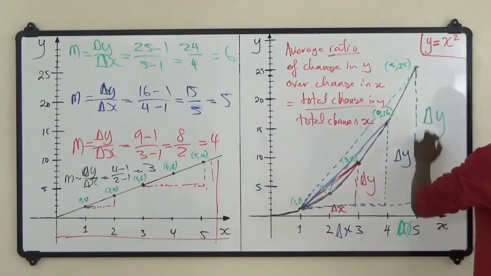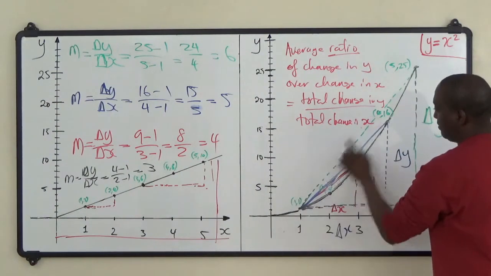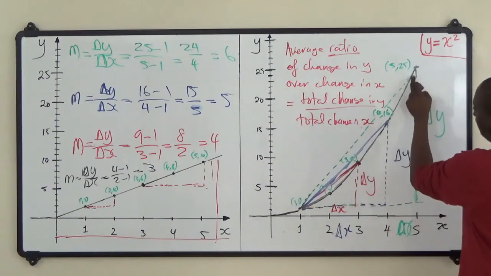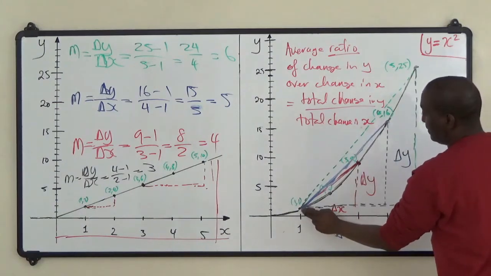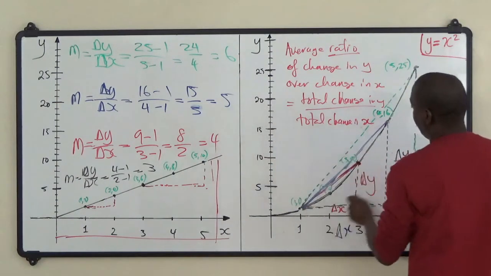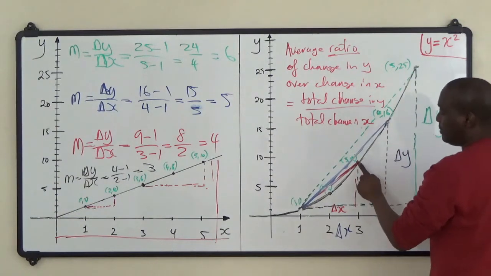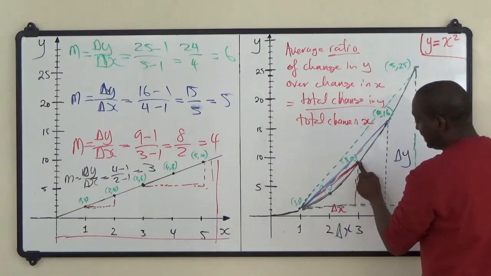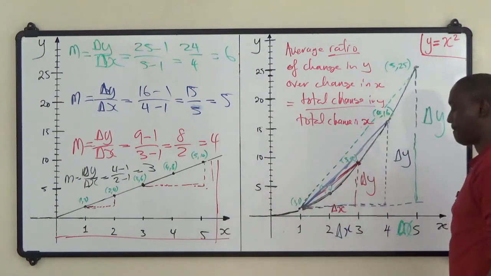On the flip side, the gradient between these 2 points of this line segment is 6. And then you take this point and you move along the curve and you come here. The gradient between this point and this point is 5. And then you take the same point and you move along the curve and you reach here. The gradient between this point and this point is 4. Right? And then you take the same point and you bring it here. You will get that the gradient between here and here is 3.